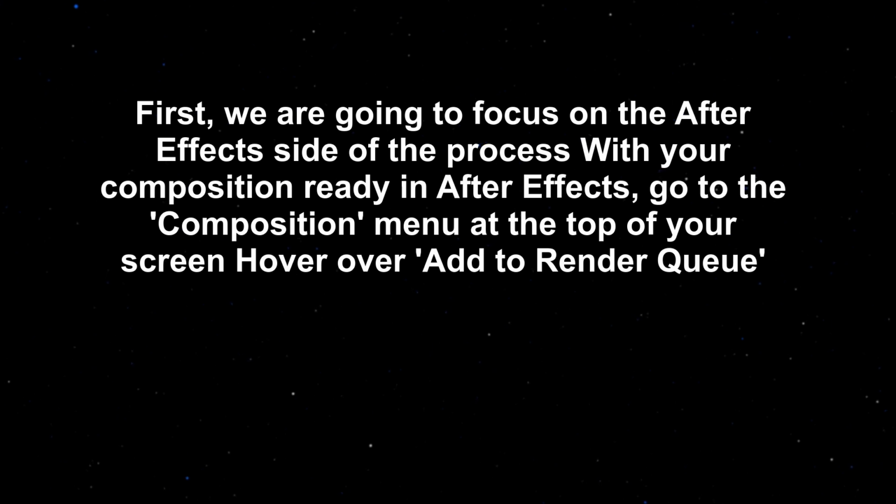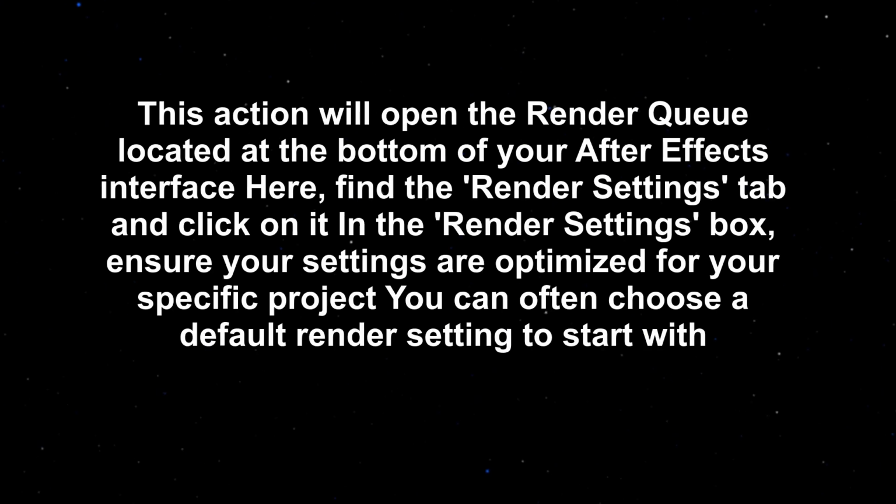At the top of your screen, hover over Add to Render Queue. This action will open the render queue located at the bottom of your After Effects interface here. Find the Render Settings tab and click on it. In the Render Settings box, ensure your settings are optimized for your specific project. You can often choose a default render setting to start with.